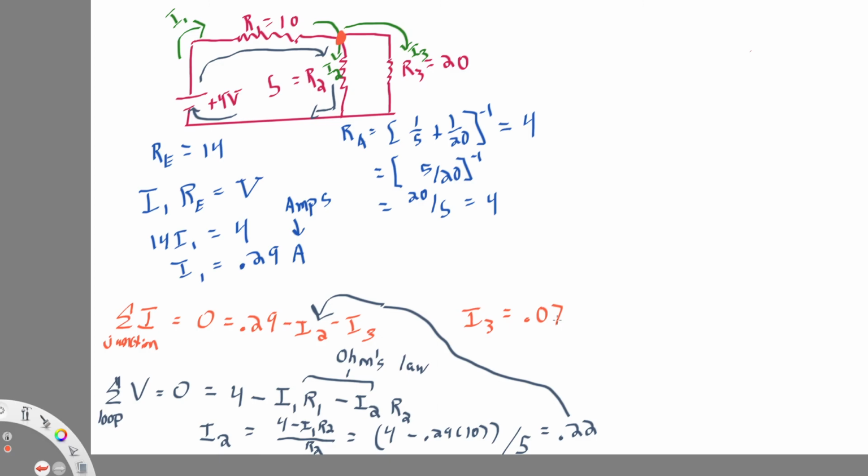So it looks like the large majority of the current is going to go over R2 rather than R3, which makes sense because R2 has a resistance of 5 ohms, R3 has a resistance of 20 ohms, and for the most part, electricity likes to take the path of least resistance.